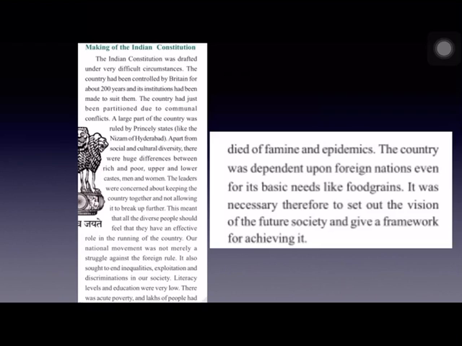Literacy levels were very low at that time. You may wonder if I say the literacy rate in India at the time of independence was only 12%. That means out of 100 people, only 12 knew how to read and write any language. And there was acute poverty in the country. Even for our basic needs, we had to depend on other countries. So it was necessary to set out future plans and give a framework to our plans. To give a framework means to give a shape to our plans to achieve these goals.